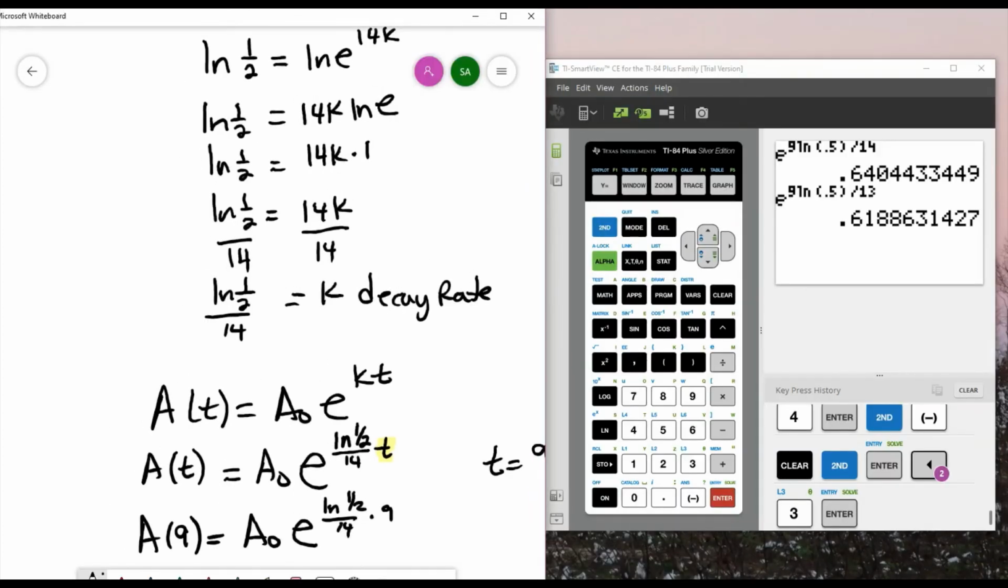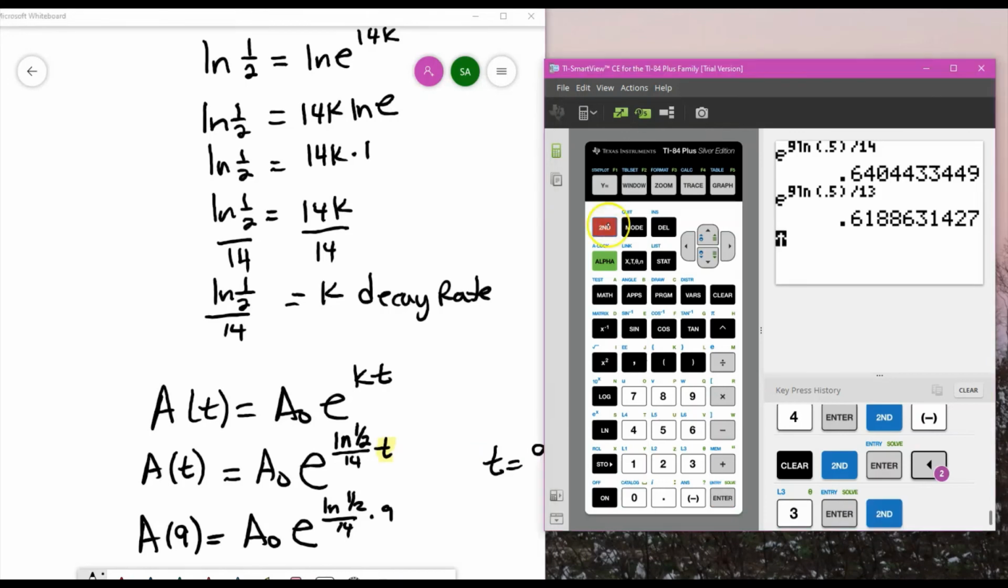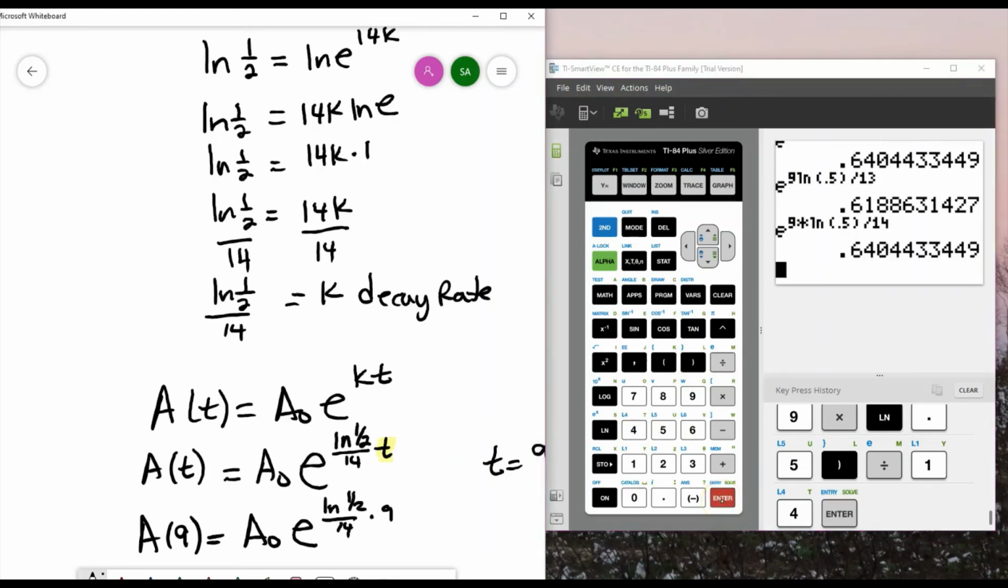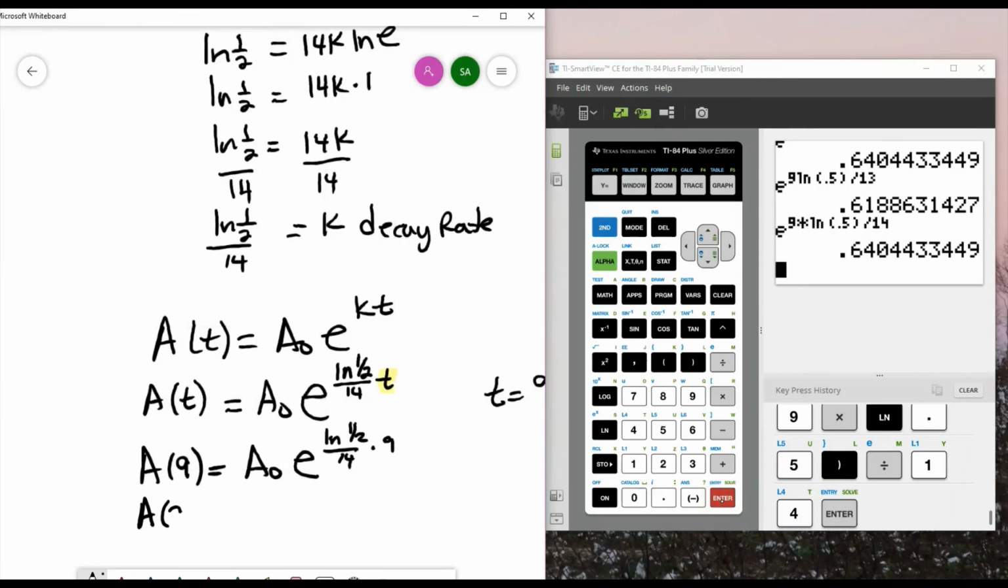We're going to put that in the calculator. That's e. I'm going to put the 9 in front. E to the 9 times natural log. I will type 0.5 instead of 1/2. Close parentheses for the log and divide by 14. So that's going to give me A of 9 equals A naught times 0.64.